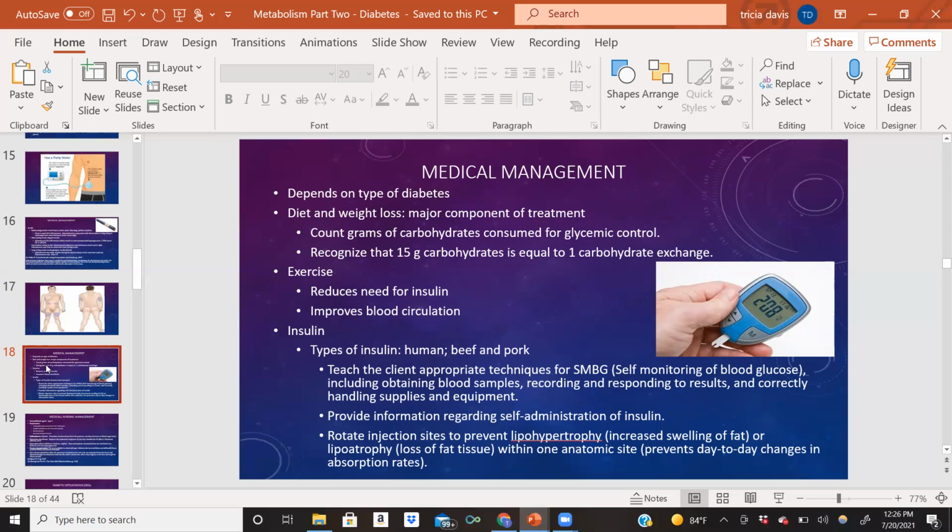So we talked about the insulin, the types of insulin that we can give. So what it's made of, we can have human insulin, we can have beef insulin and pork insulin.